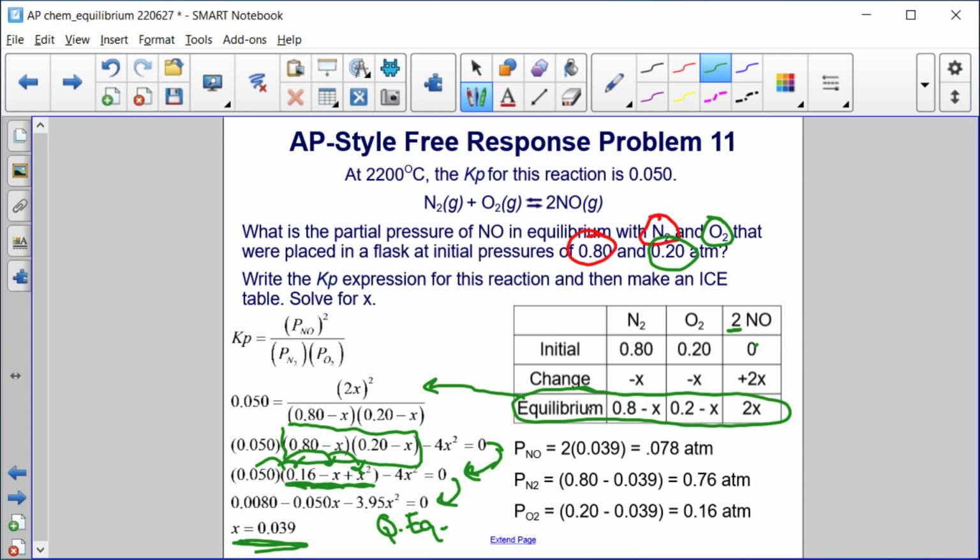Okay. Once we know x, we need to go back to these equilibrium equations that we wrote here to solve for the partial pressures at equilibrium. Now, the question actually just says, what is the partial pressure of NO in equilibrium? So I don't know that we need to find N2 and O2, but for the sake of completion, we did. So for NO, it's just 2 times X. So 2 times 0.039, which is 0.078. N2, 0.8 minus X, so we get 0.76. O2, 0.2 minus X, we get an equilibrium pressure of 0.16 atmospheres.